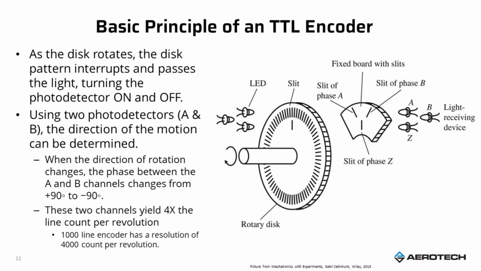We have two channels, and the channels are spaced 90 degrees apart. And so we get two signals that are square waves, 90 degrees apart, which gives us the ability to count 4 transitions, the up transition and the down transition of both of those signals. And so that's why I mentioned before, with a 1,000-line encoder, we get 4,000 counts per revolution.